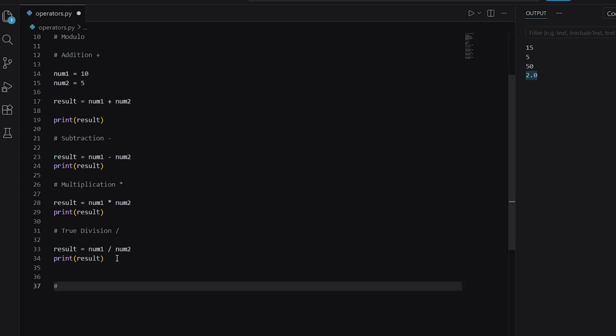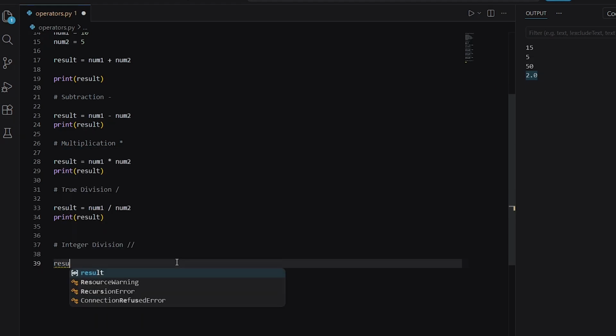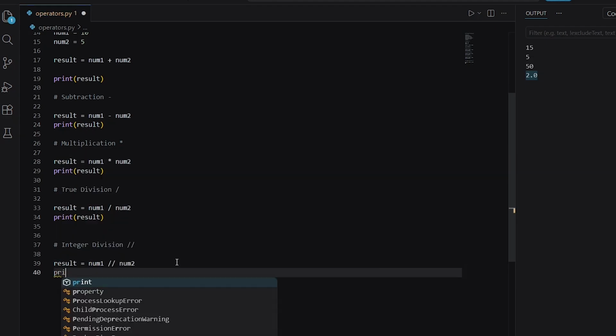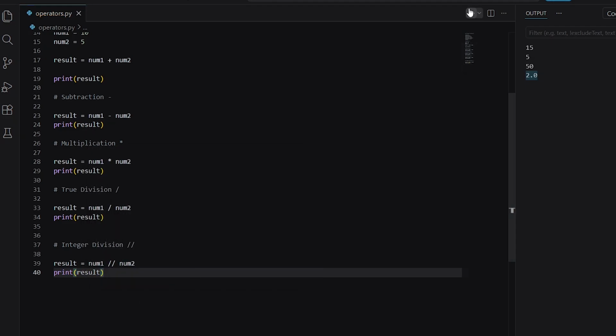Now let's look at the integer division. So here we have integer division. And for this, we use double forward slash. That is the operator we use for integer division. Now pay attention to this. We'll have result is equal to num1 divided by num2. And here we have print result. Then, as you can see, we have 2 as our result.